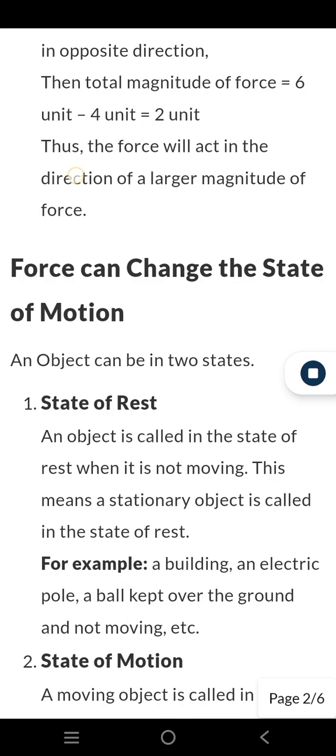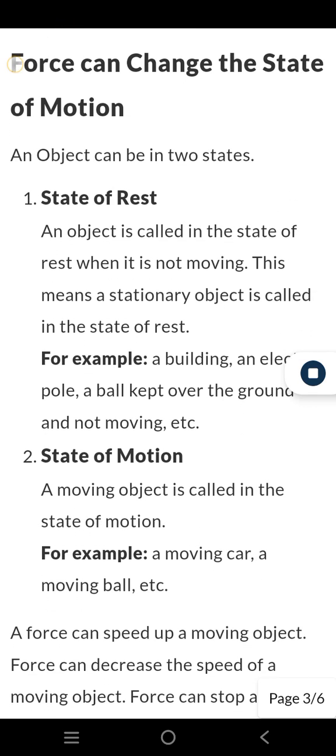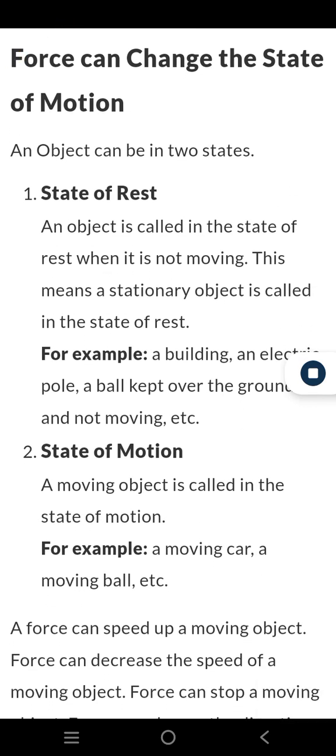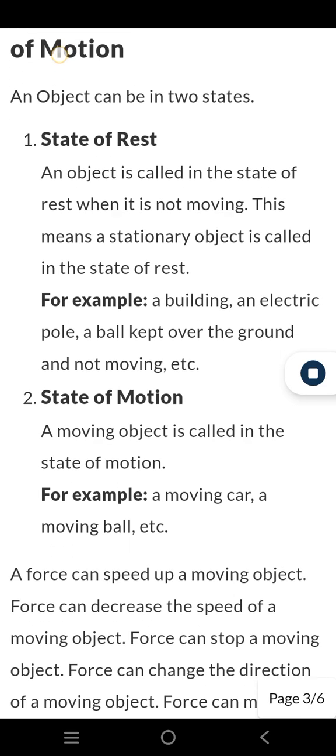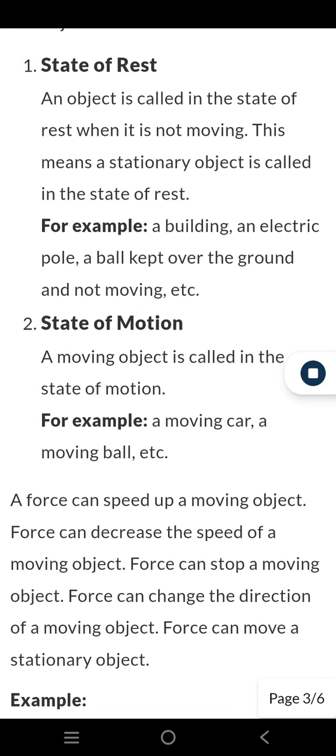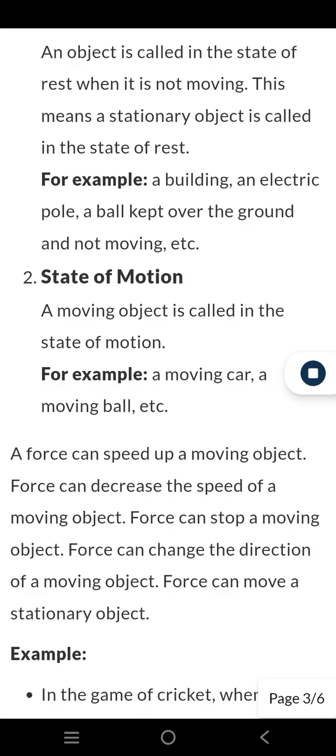Force can change the state of motion. An object can be in two states. State of rest: an object is called in the state of rest when it is not moving. This means a stationary object is called in the state of rest. For example, a building, an electric pole, a ball kept over the ground and not moving, etc. State of motion: a moving object is called in the state of motion. For example, a moving car, a moving ball, etc.